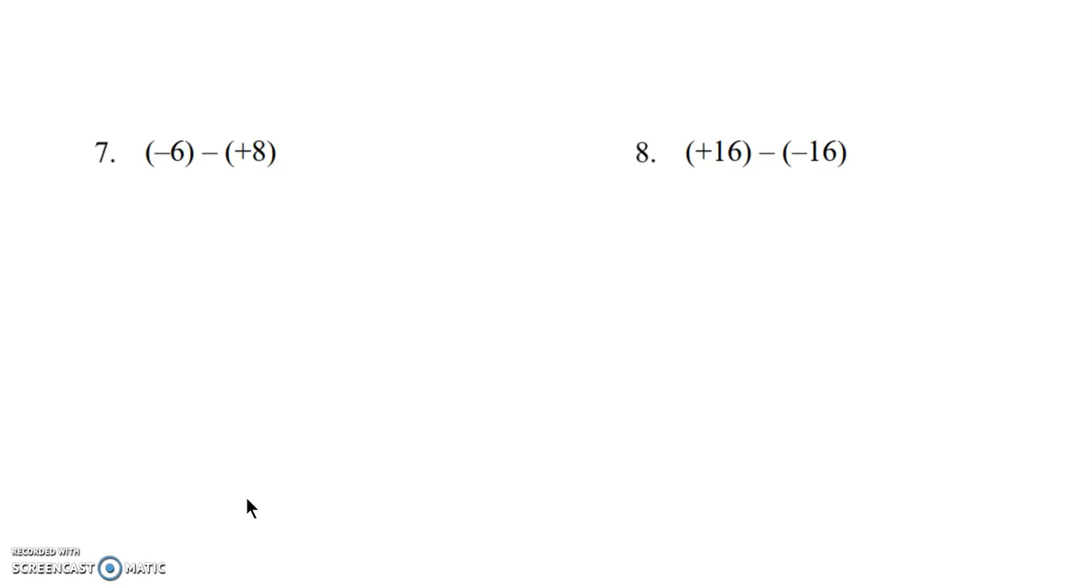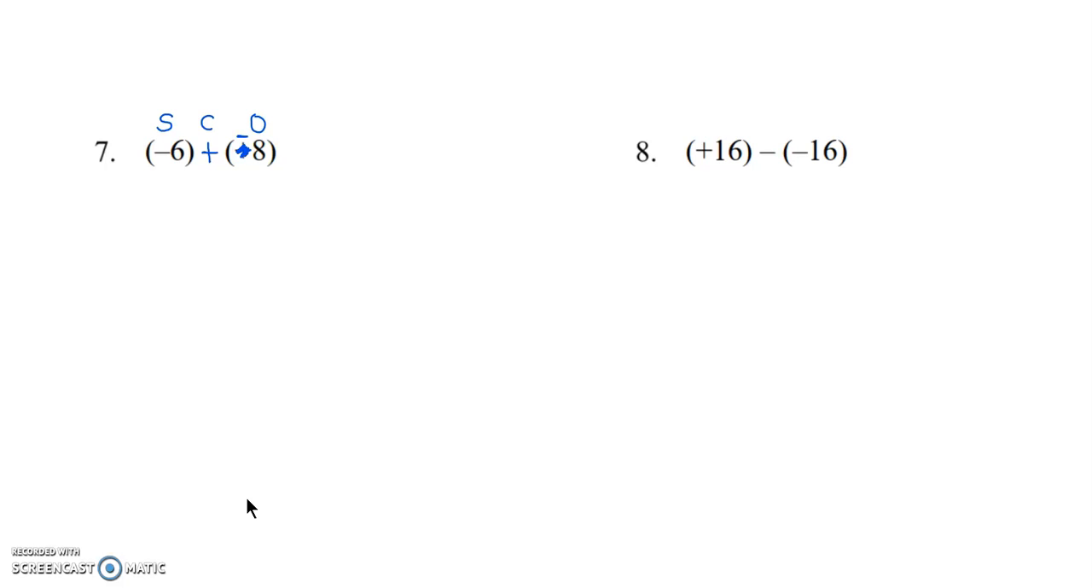So you can pause the video and try these two questions. For number 7, we have -6 minus +8, so we need to take away that minus sign. So the -6 is not affected. That's the one that stays the same. We start at the change, changing the minus sign to a plus sign, and then we change the +8 to its opposite. It becomes a -8.